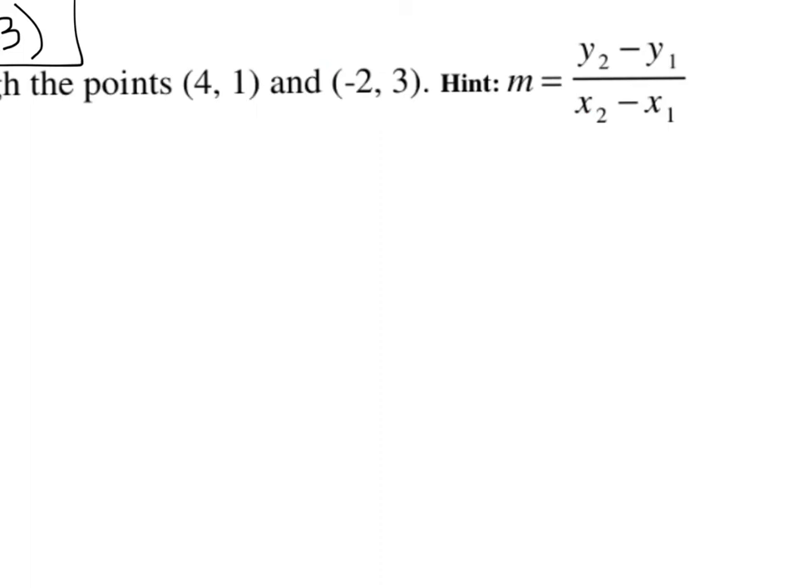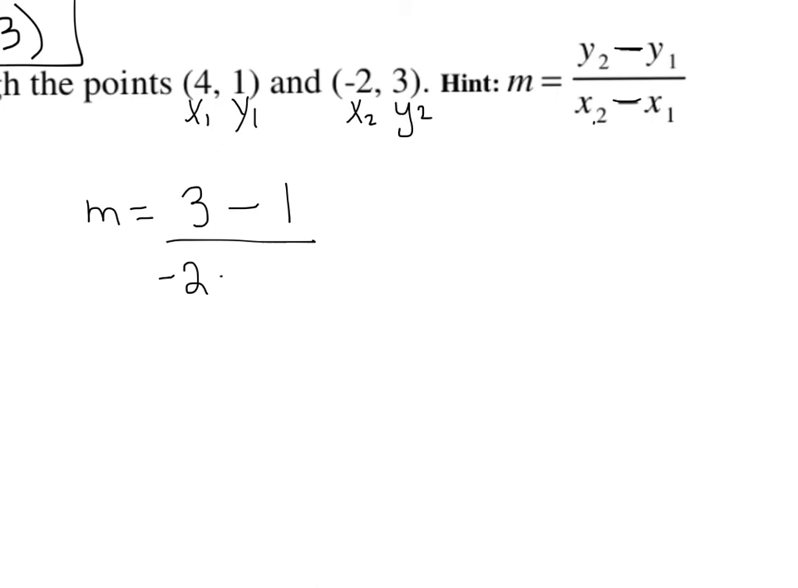We just have to find the slope, and we have the formula right here. So I'm going to label x1, y1, x2, y2, and start plugging into the formula. So y2 is 3. We're going to subtract 1. x2 is negative 2, and we're going to subtract 4. So 3 minus 1 is 2. Negative 2 minus 4 is negative 6, and when we reduce that, we get negative 1 over 3.